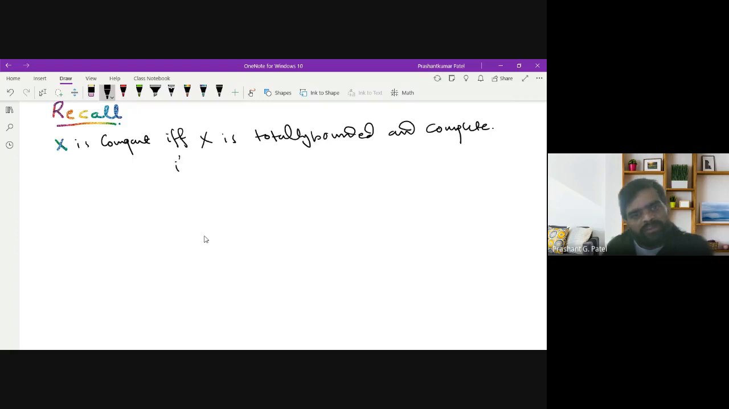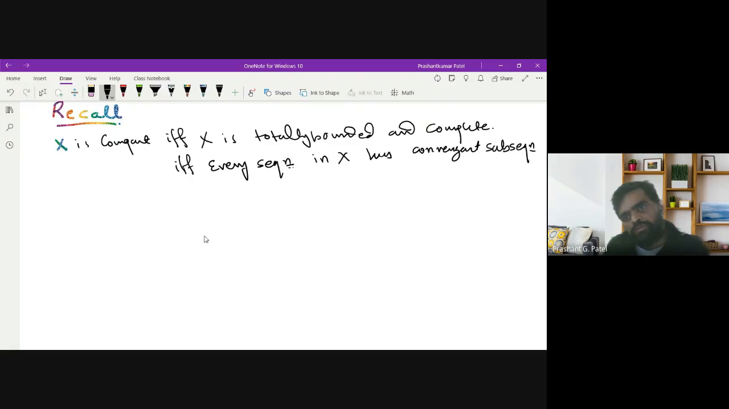The second result is that it holds if and only if every sequence in X has a convergent subsequence. And the third result we discussed is that every open covering of X has a finite subcover.